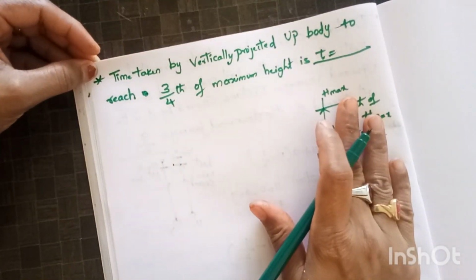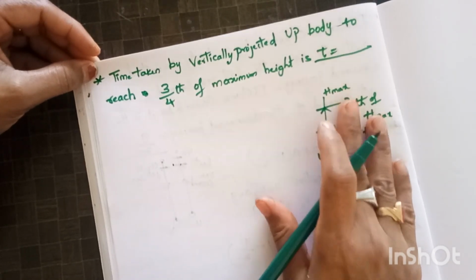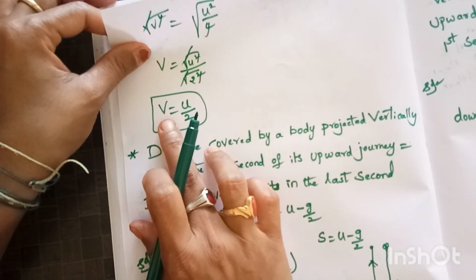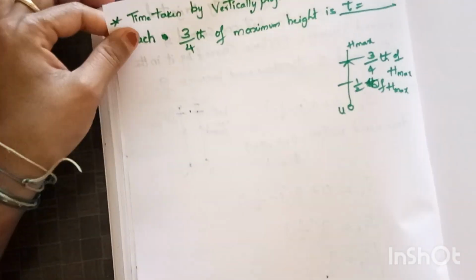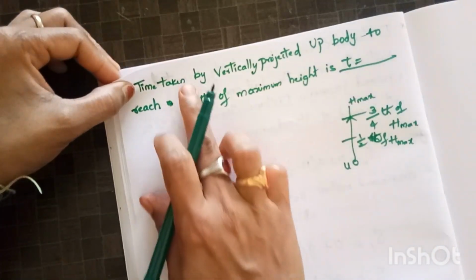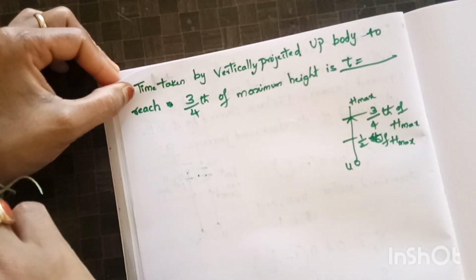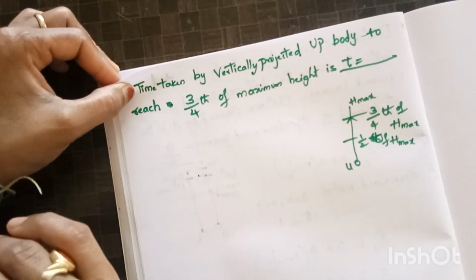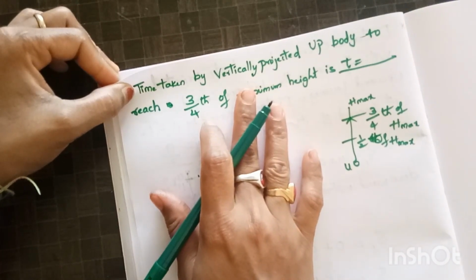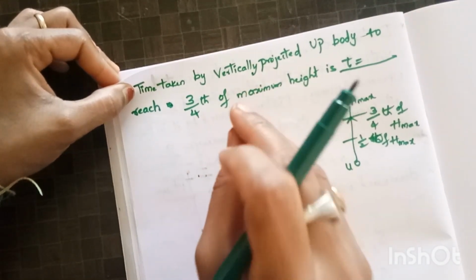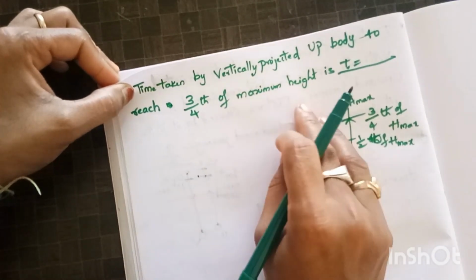So we discussed that when an object is projected vertically up, the velocity at 3 by 4th of the maximum height is u by 2. So the velocity at 3 by 4th of the maximum height is v equals u by 2. Now we are going to discuss the time taken by the vertically projected upward body to reach 3 by 4th of the maximum height. There we found the velocity at 3 by 4th of the maximum height. Here we are going to find the time taken to reach 3 by 4th of the maximum height when an object is projected vertically up.